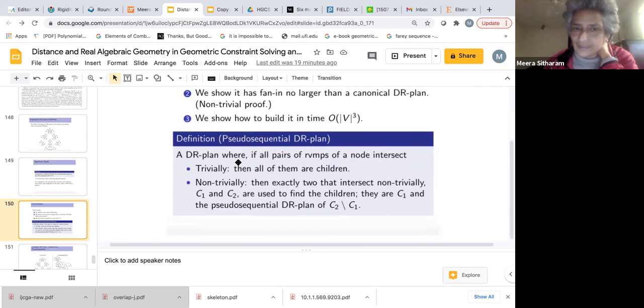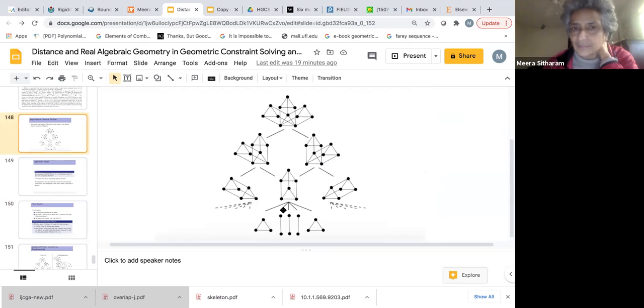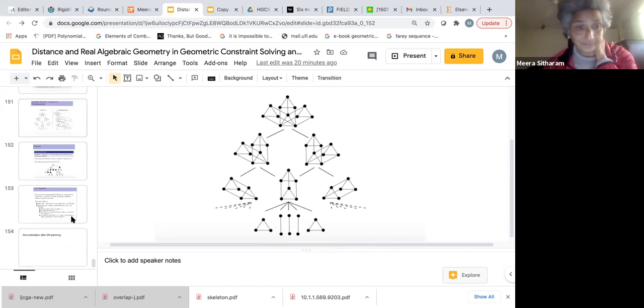So a DR plan where, if all pairs of nodes intersect trivially, then all of them are children. Non-trivially, then exactly two are. But then for the pseudo-sequential DR plan, you don't take C1 and C2, but you take C1 and the pseudo-sequential DR plan of C2 difference C1. So instead of doing this here, where they have this common intersection, you basically take the DR plan of this, and the pseudo-sequential DR plan of whatever remains, so to speak, right? So the remainder. So the example is here.